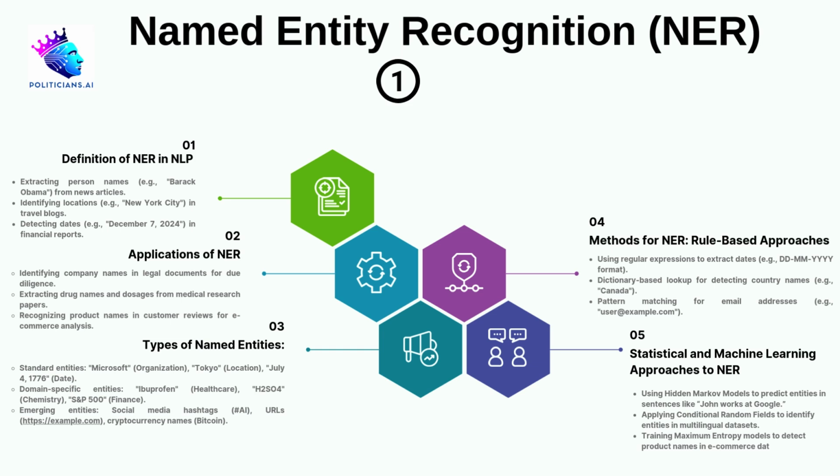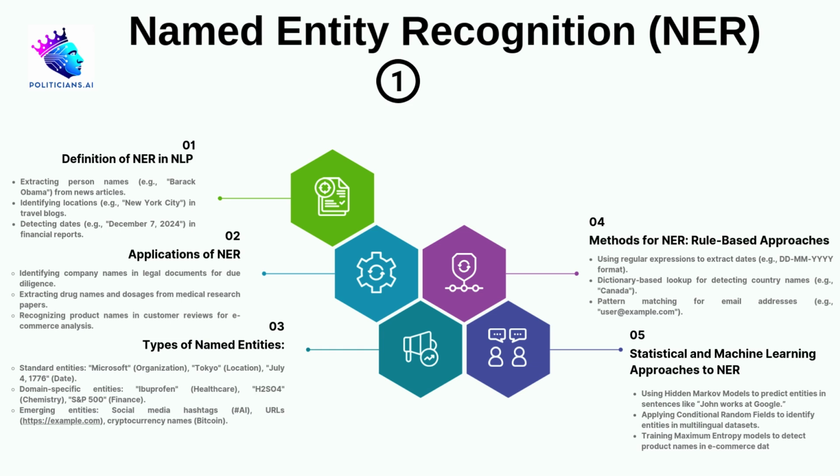Types of named entities. NER organizes information into different groups. Standard entities include common categories, like organizations, such as Microsoft, places, such as Tokyo, and dates, such as July 4, 1776. Domain-specific entities focus on specific fields. For example, ibuprofen in healthcare, H2SO4 in chemistry, or S&P 500 in finance. Emerging entities are newer categories, like hashtags such as #AI, website links, or cryptocurrencies like Bitcoin.